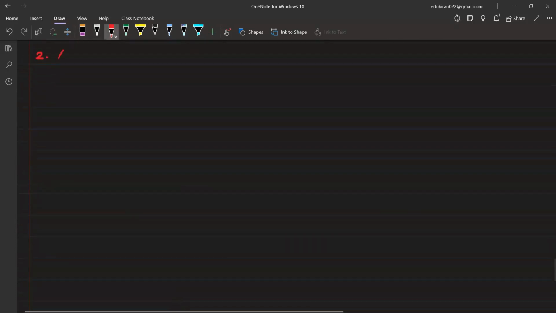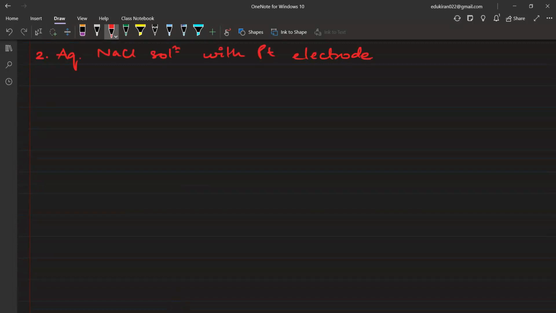Aqueous NaCl solution with platinum electrode. Okay, in this case the electrode is platinum, so we are going to say platinum is not going to take part in the reaction. But now here we have two species. Because of aqueous we have water, and because of NaCl we have Na plus and Cl negative, right?